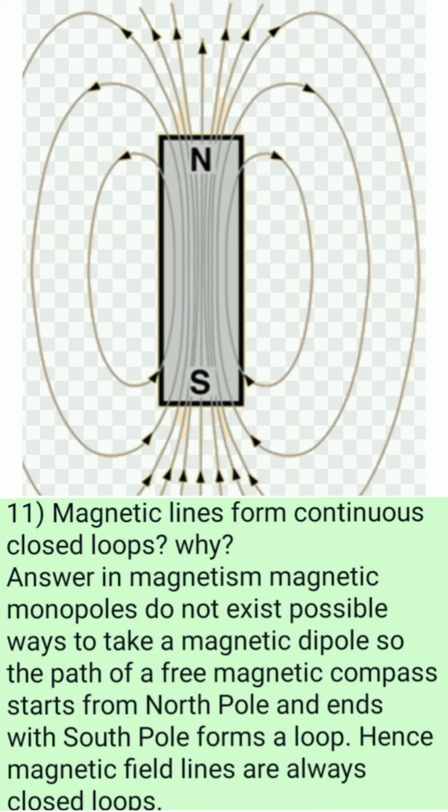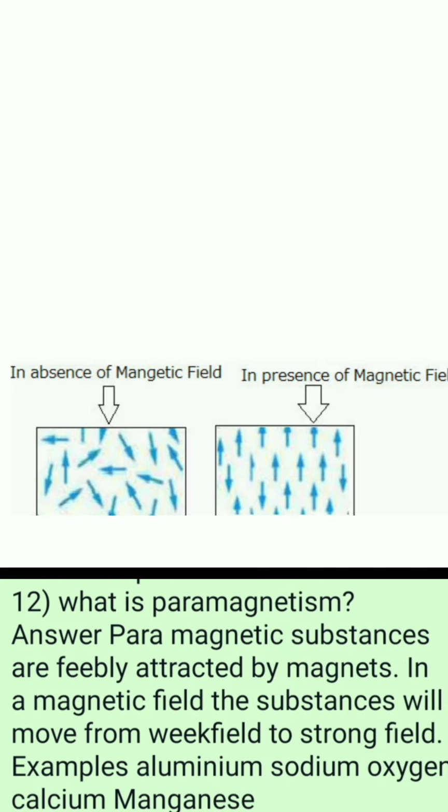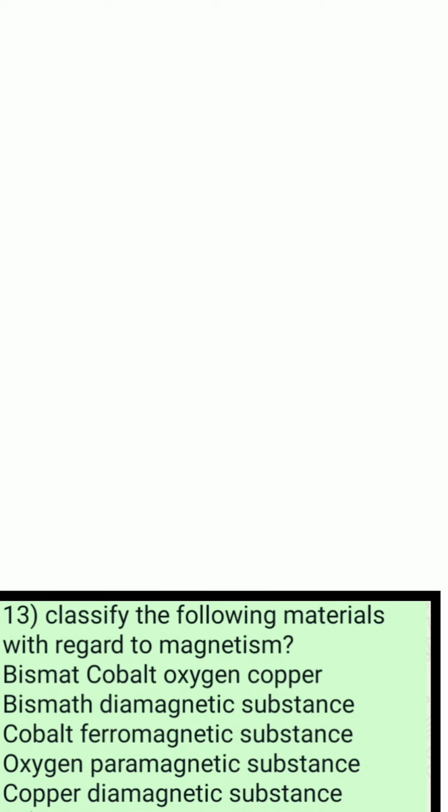12. What is paramagnetism? Answer. Paramagnetic substances are feebly attracted by magnets. In a magnetic field, the substances will move from weak field to strong field. Examples: aluminium, sodium, oxygen, calcium, manganese.